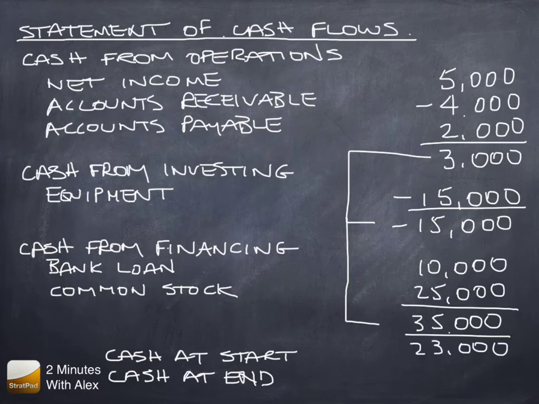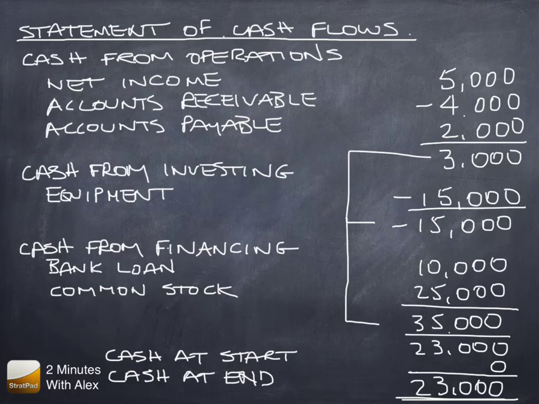$23,000. Cash at the beginning of the period was 0, and therefore cash at the end is also $23,000 with a double underline. A double underline to show that we're at the end. I hope you can see that the statement of cash flows tells a pretty clear story of the comings and goings of the cash in the period.